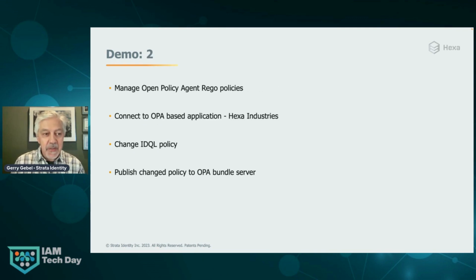The second demo is the one for Open Policy Agent that I just mentioned. So we'll connect to an OPA-based environment. We have a different application running there. It's called HEXA Industries. Super simple application, but it uses Open Policy Agent to enforce access to different navigation screens on its very simple UI. So we're going to connect to that policy. We're going to make changes to it in IDQL, and then we'll push that back out to the OPA server, and you will see how the application function changes there.